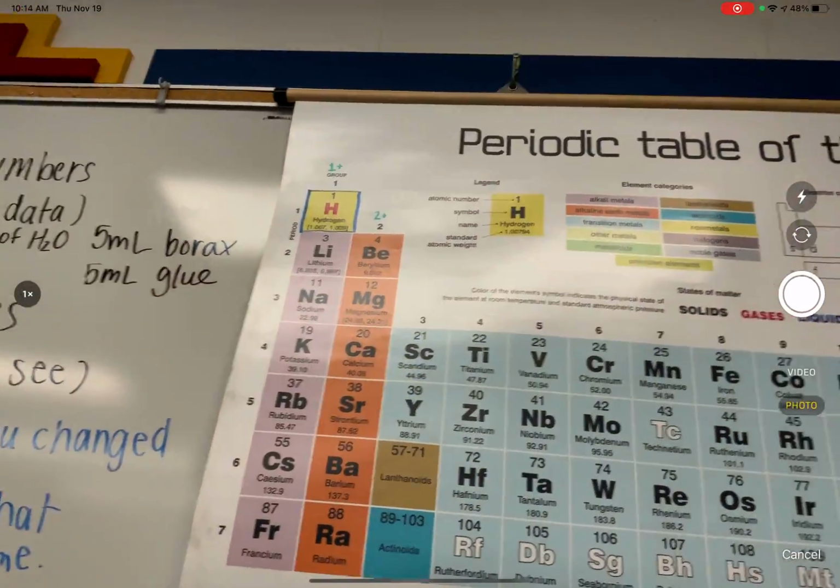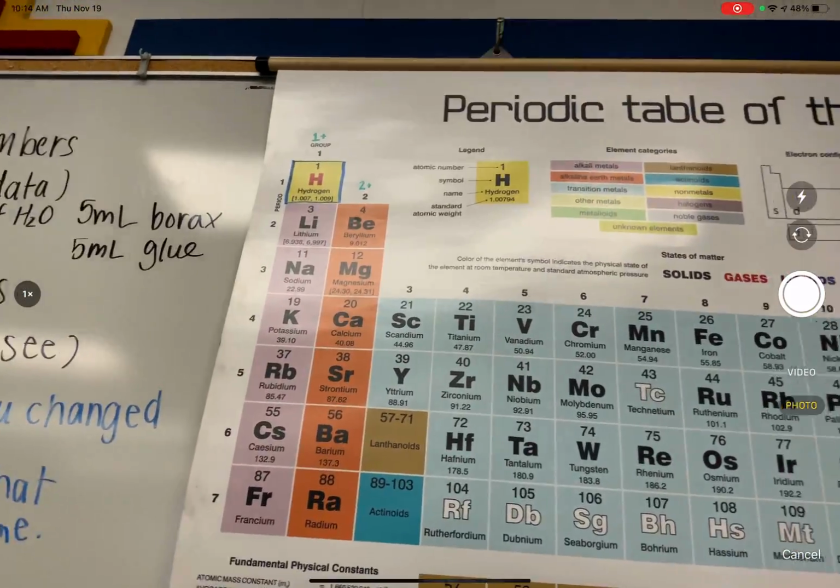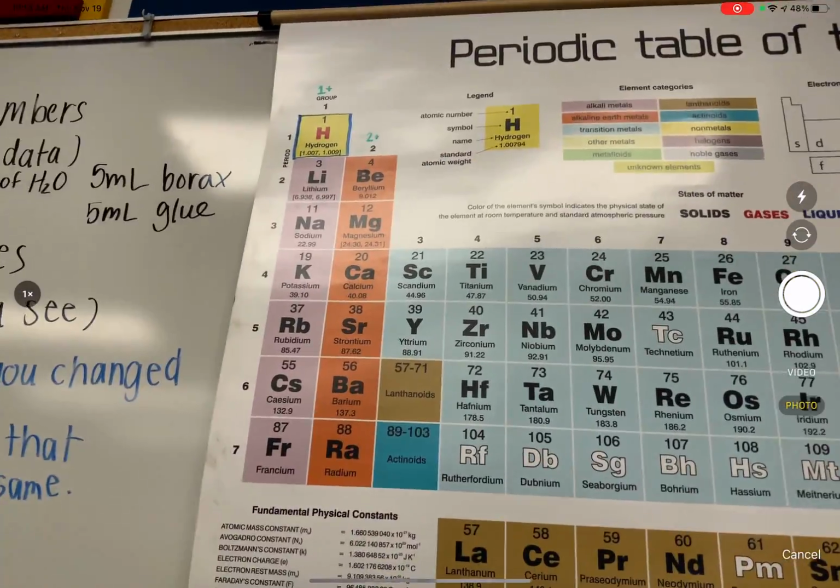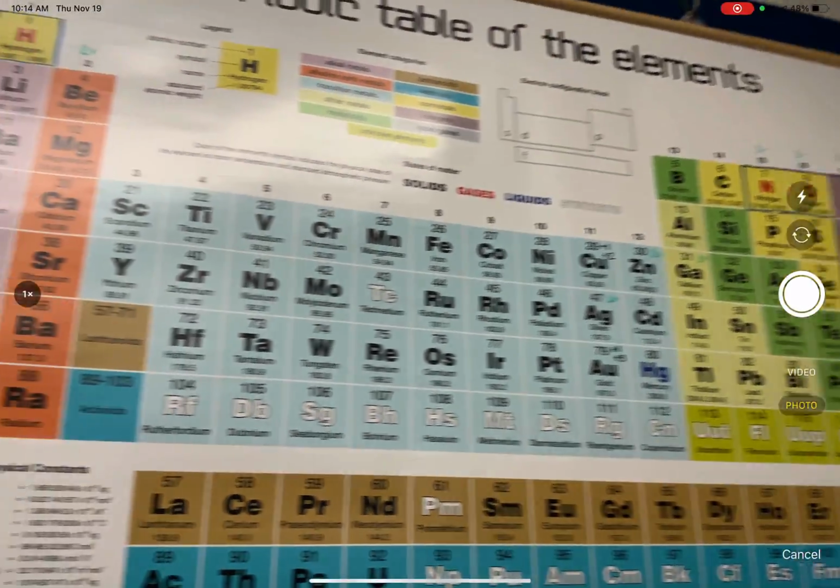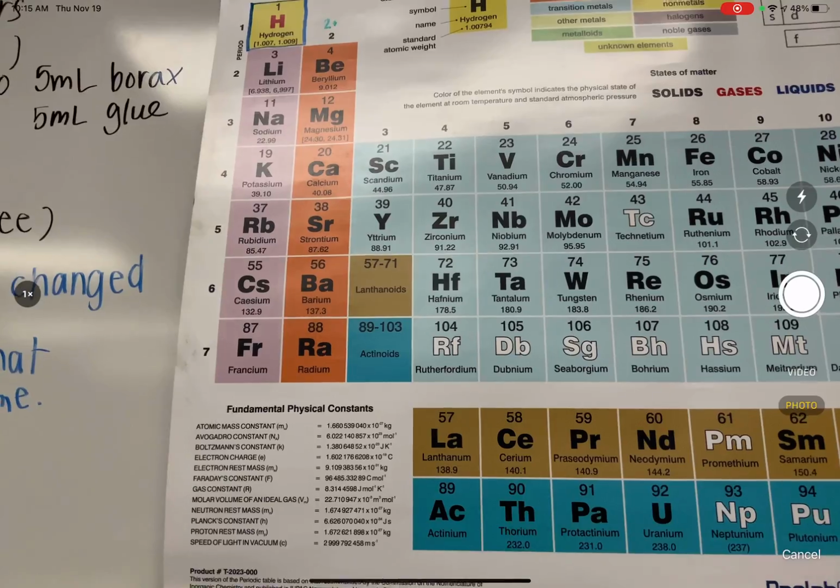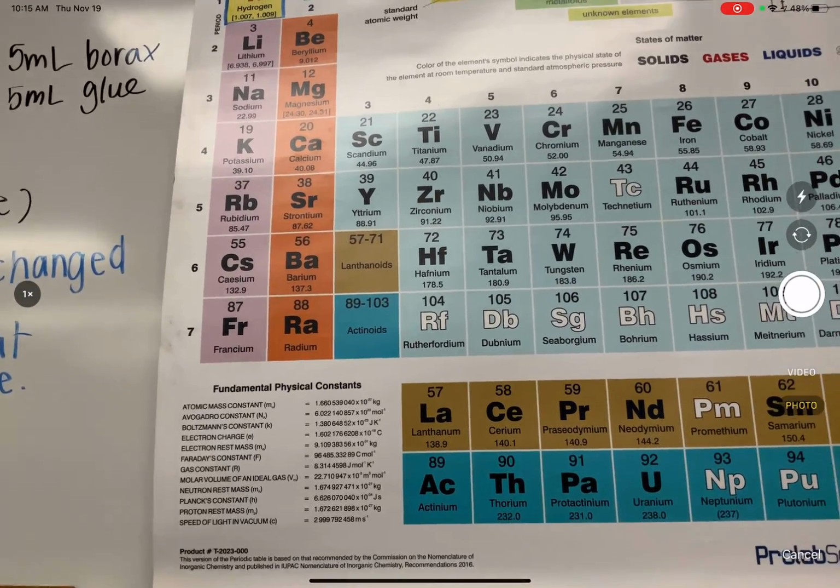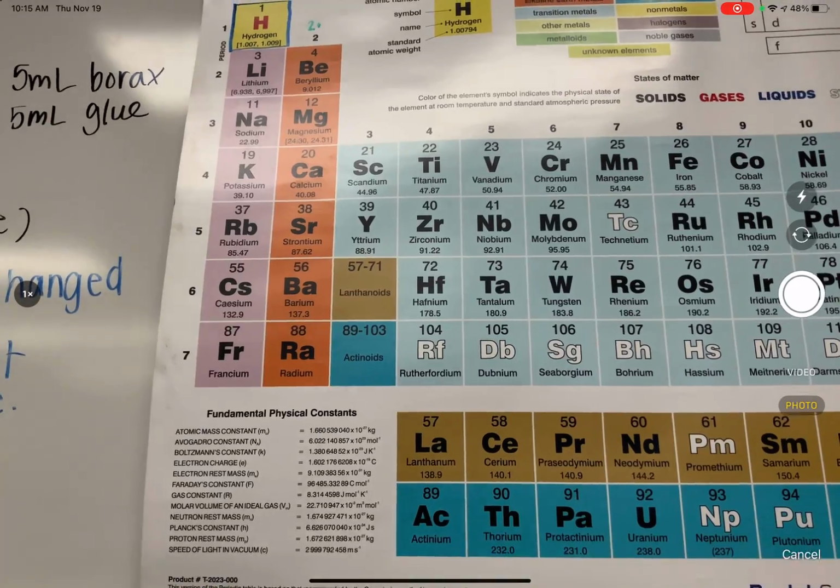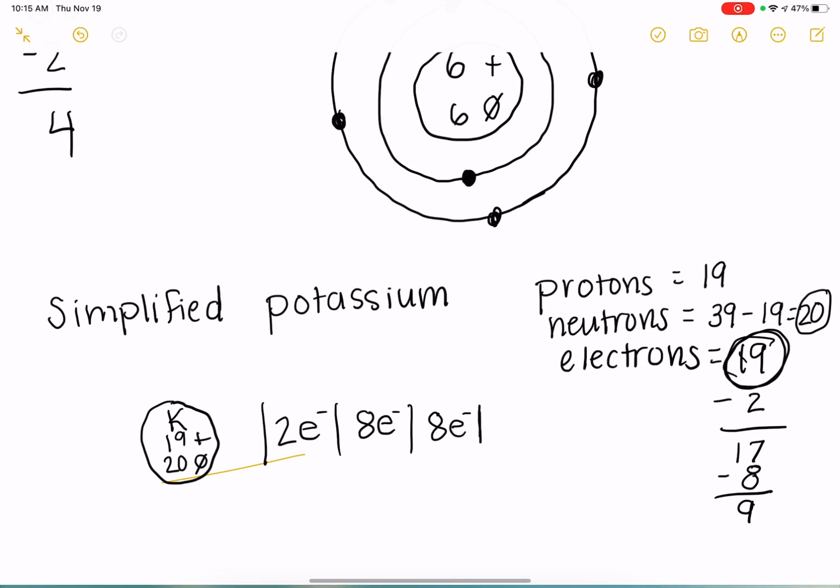So our first row only has 2. Our second row has 8 elements. Our third row has 8 elements as well. Then our fourth row actually has 18. So if we were going to draw something farther, it could hold 18, but for us, we're at the very first element there, potassium, so we are going to draw 4 shells, but in the last one, there's only going to be 1, because we've got 2, 8, and 8, so 9 minus 8 will give us 1. So our last shell is going to be 1 electron.